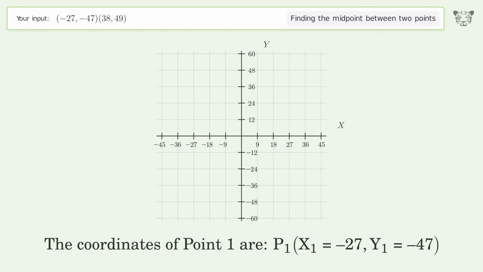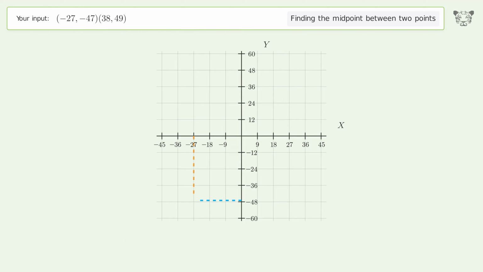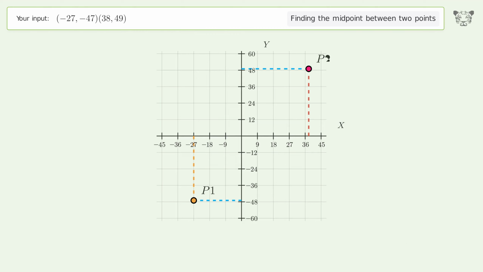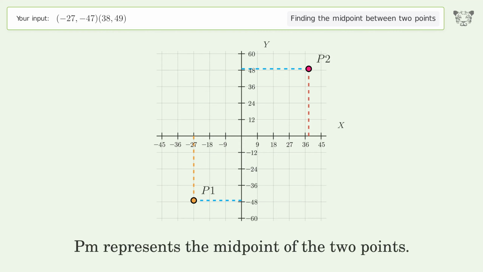The coordinates of point 1 are x1 equals -27, y1 equals -47. The coordinates of point 2 are x2 equals 38, y2 equals 49. PM represents the midpoint of the 2 points.